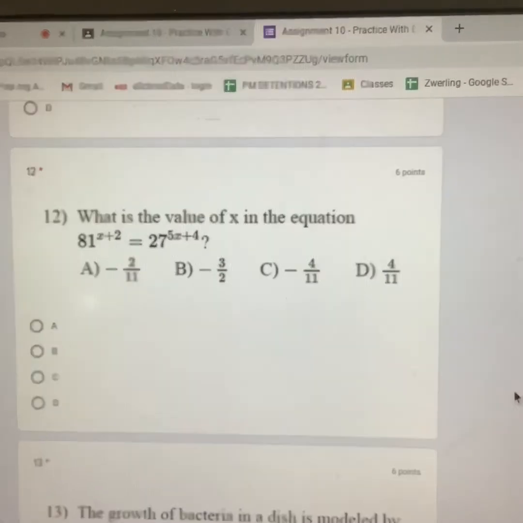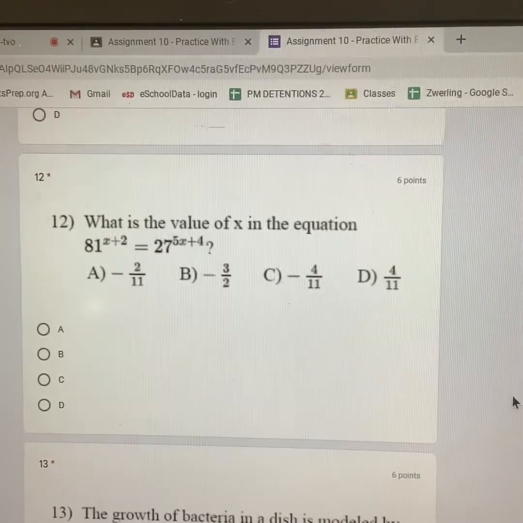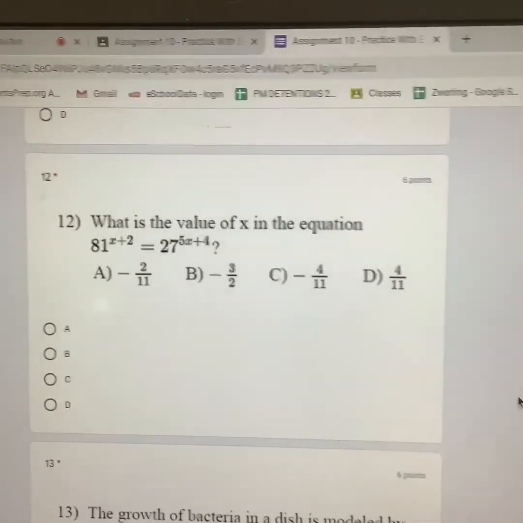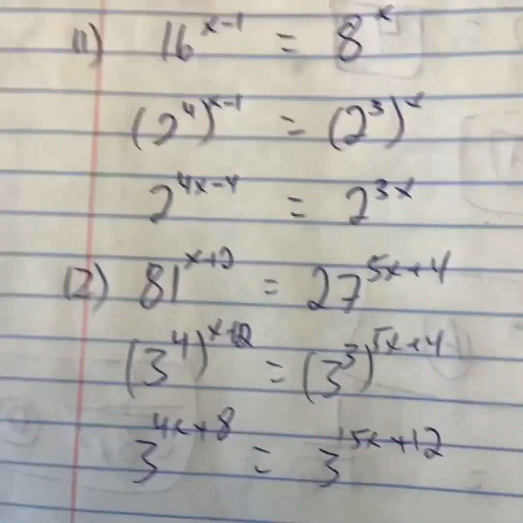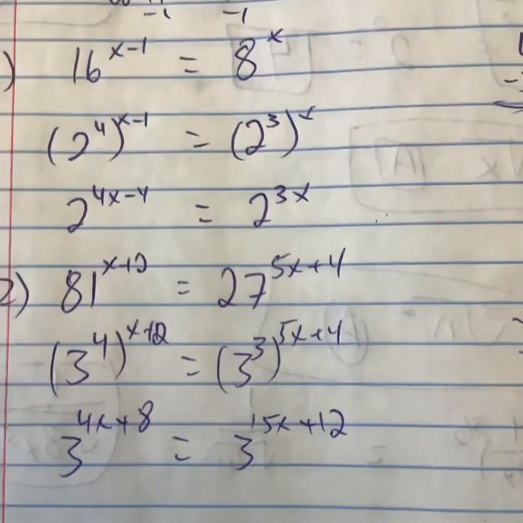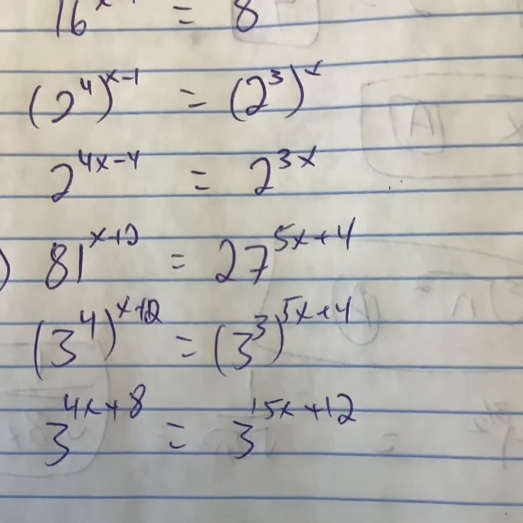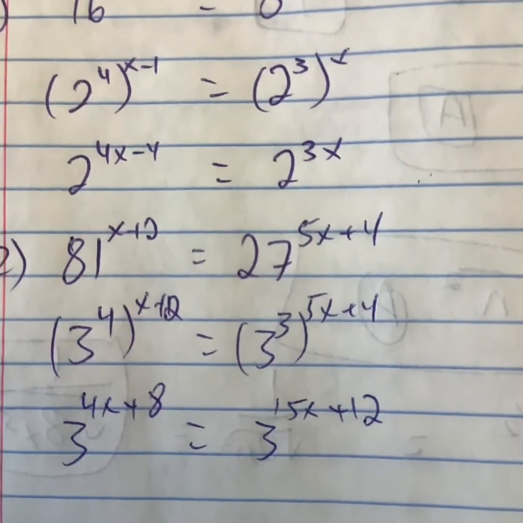Number 12, same exact type of problem. What is the value of x in the equation 81 to the power of x plus 2 equals 27 to the power of 5x plus 4? So we find a common base for 81 and 27, and that's 3, because 3 to the 4th power is 81, and 3 to the 3rd power is 27.